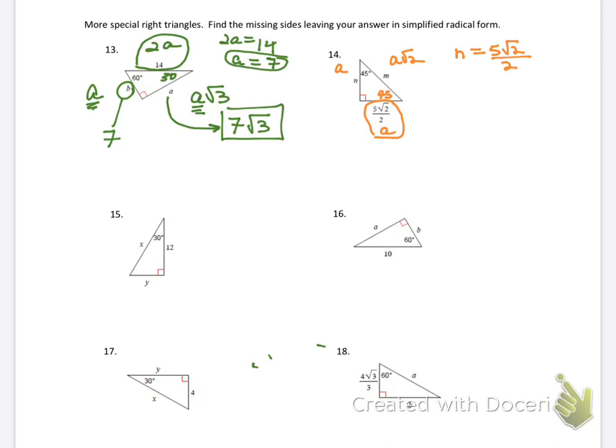So that's done. Okay, m is going to equal the a that we had times another root 2. So look what happens when I do that. I'm going to have 5 root 2 times root 2. That means 5 times 2 over 2. These 2's can cancel, and you end up with 5 for your value for your m. Okay? And so we're good with that.